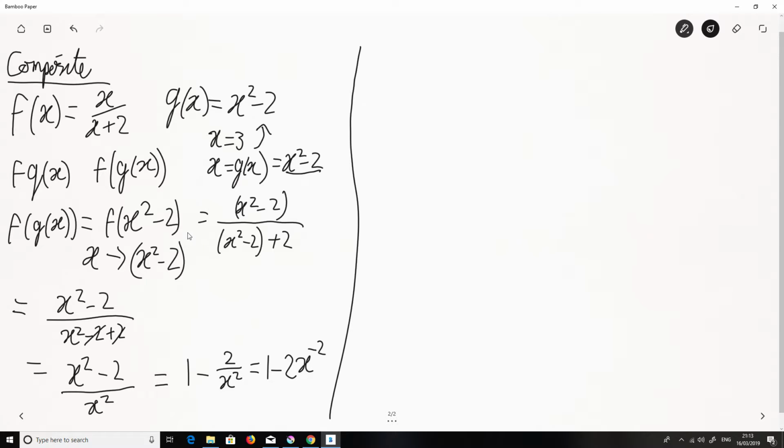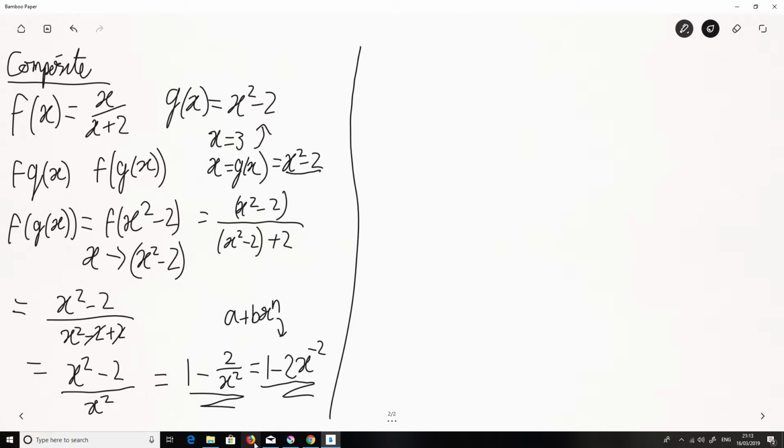So if you're told to give it in a format such as a plus b x to the n, that's how you do it for this case, 1 minus 2x to the minus 2. Or 1 minus 2 over x squared, if that is the format that they want you to give the answer in.